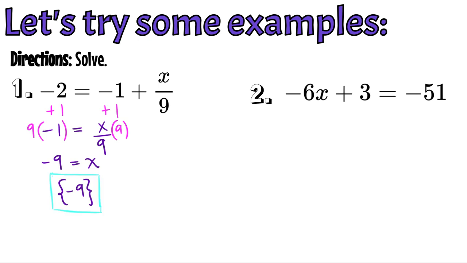Number 2, we have -6x plus 3 equals -51. So again, let's identify that this is the term, -6x, that contains the variable that we want to isolate. So we want to get rid of the plus 3. How do we get rid of plus 3? We subtract 3. So we're going to subtract 3 from both sides.